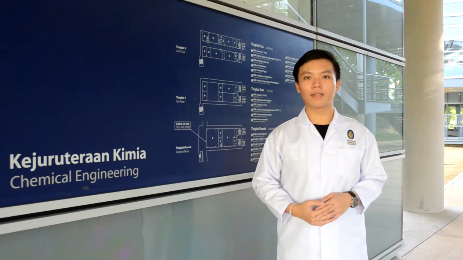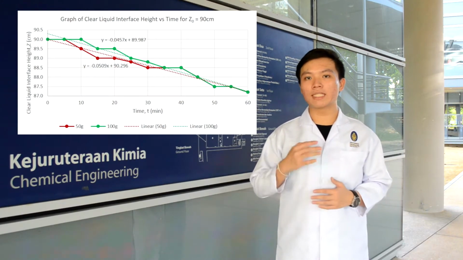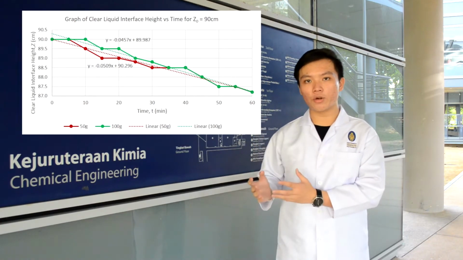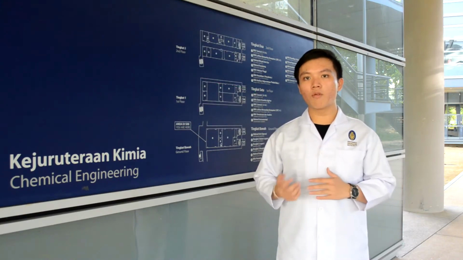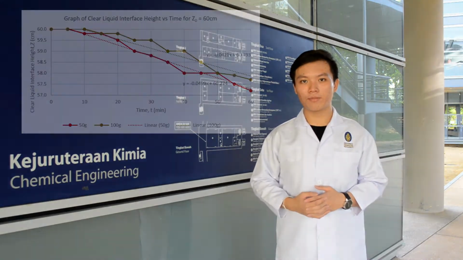On the other hand, the graph of clear liquid interface height versus time for Z0 equals 90 cm at both 50 gram and 100 gram is also showing a decreasing trend, which is the same case for Z0 equals 60 cm for both 50 gram and 100 gram.